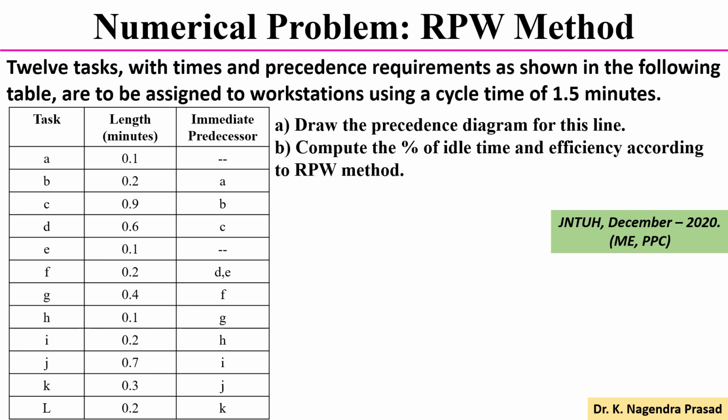So here is the table for the various tasks, that is, tasks A to L, 12 tasks are given, along with their processing time, that is the length in minutes, and the immediate predecessor. Then you have to draw the precedence diagram for this line and compute the percentage of idle time and efficiency according to the ranked positional weight or RPW method. So here the cycle time is given, that is 1.5 minutes. So let's see the solution.